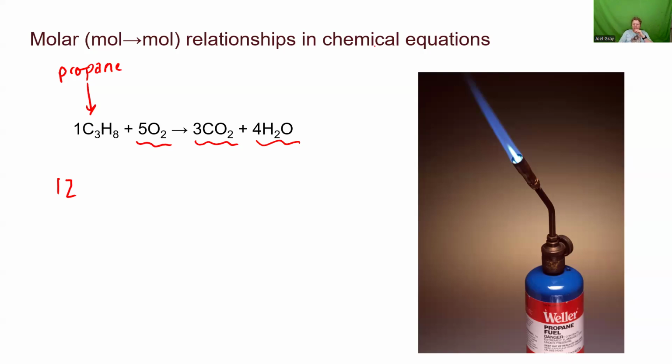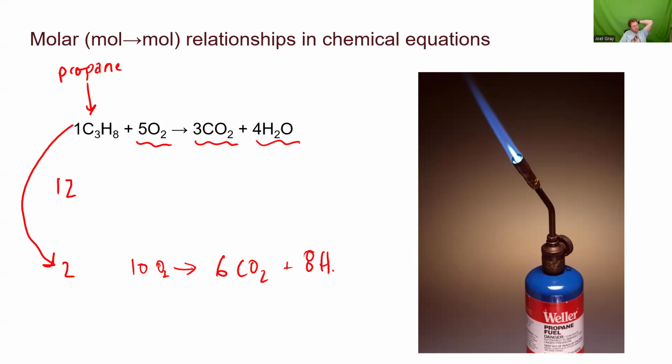Well, before we get to 12, let's make an adjustment and double that. What do you think that's going to do to the O2 demand? Well, then we're going to need 10. Now, how much will that make? 10 O2. Then we're going to double the CO2, so that's going to get us 6 CO2. And then 8 H2O. So everything's going to scale up accordingly.